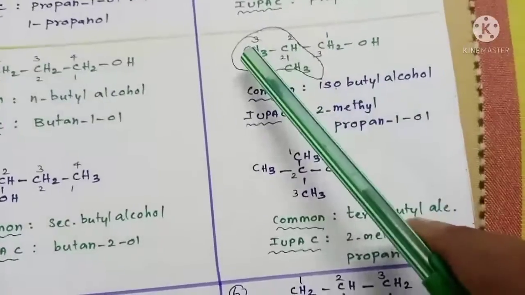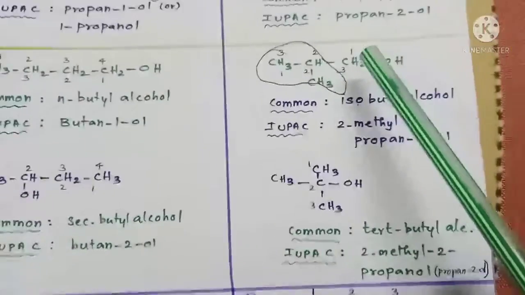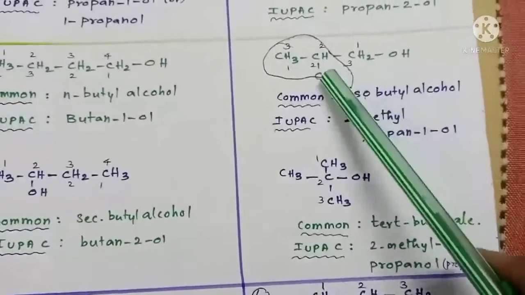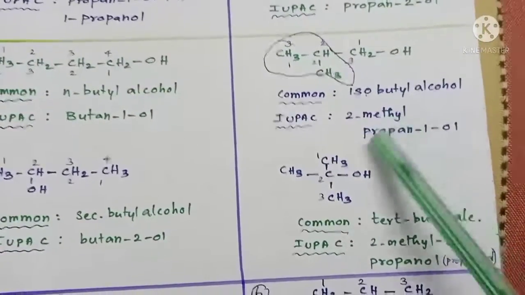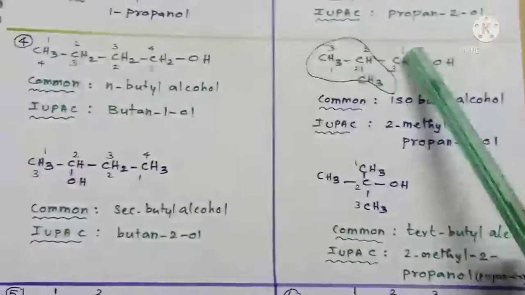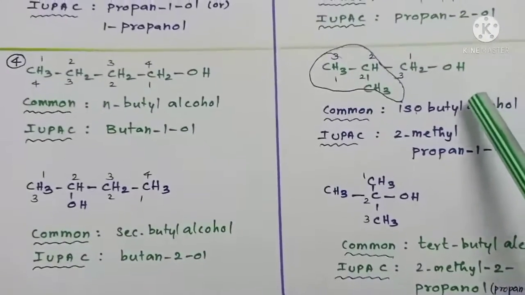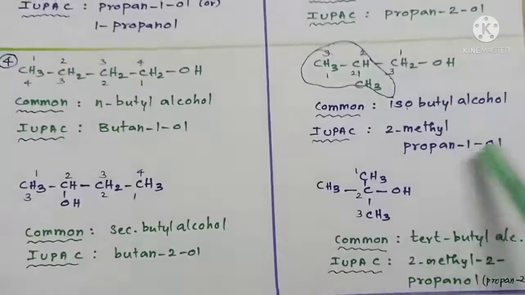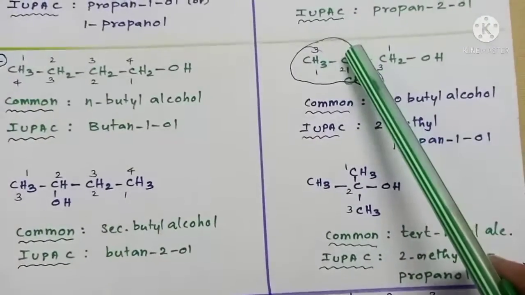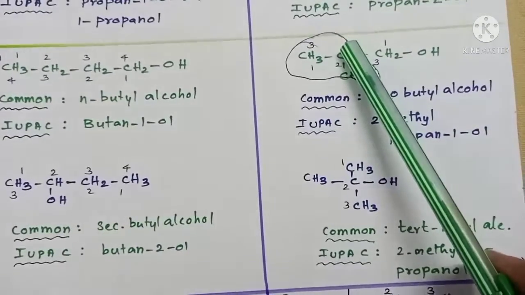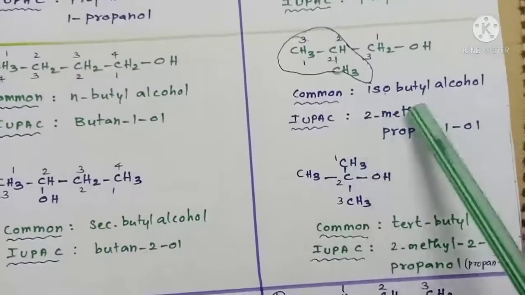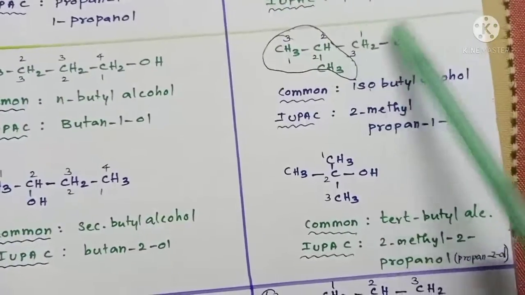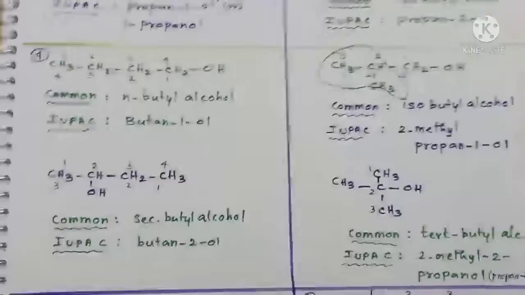So the longest carbon chain contains 3 carbon atoms, so propane, with the OH group, propanol. And you have to consider this CH3 group as a substituent, a methyl group, so methyl propanol. Now the OH group is at the first carbon, so propan-1-ol. The methyl group is attached at the second carbon of the parent chain. So 2-methylpropan-1-ol. That is the IUPAC name of isobutyl alcohol.